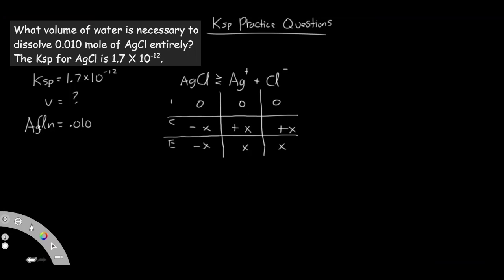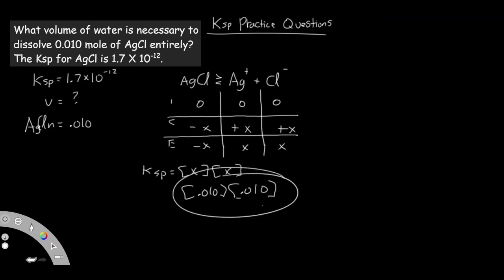Okay, so now what do we do? Well, we know our Ksp is going to equal our two products multiplied to each other. Now, you're probably thinking, well, how about this 0.010 moles, right? Isn't this 0.010 moles of AgCl, isn't that this one right over here? So technically, if this one is 0.010, shouldn't this one and this one also be 0.010? So shouldn't this be 0.010 and shouldn't this be 0.010, and then that's going to be our product?